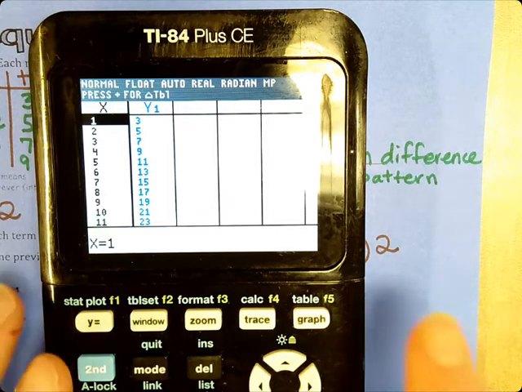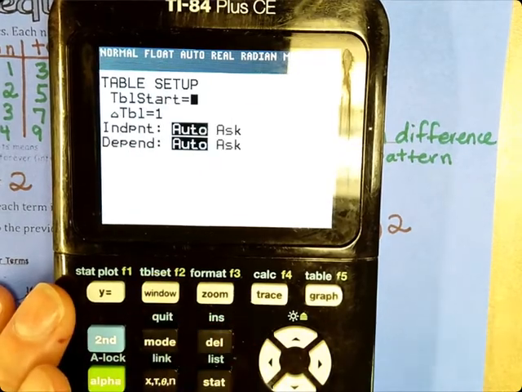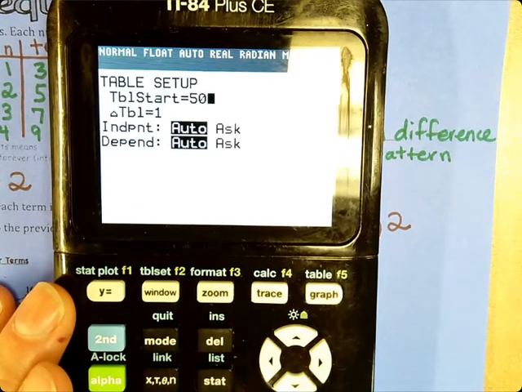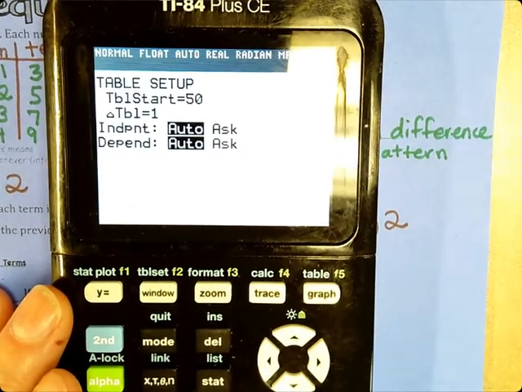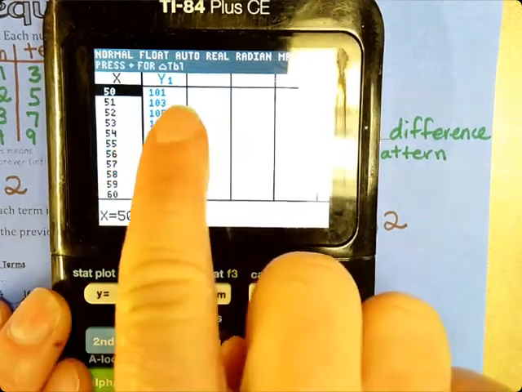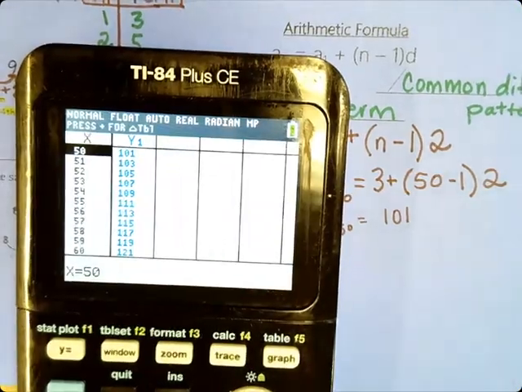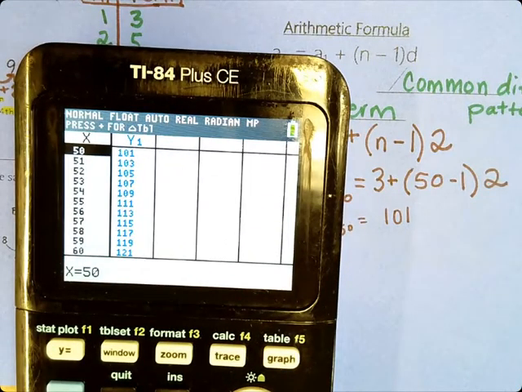So we could make sure that 50 is right by doing table set, second table set. Let's start it with 50 instead of just scrolling all the way to 50. And then look at our table. 50 is 101. Is that what we got? Yep. So we did it right. It's pretty cool.